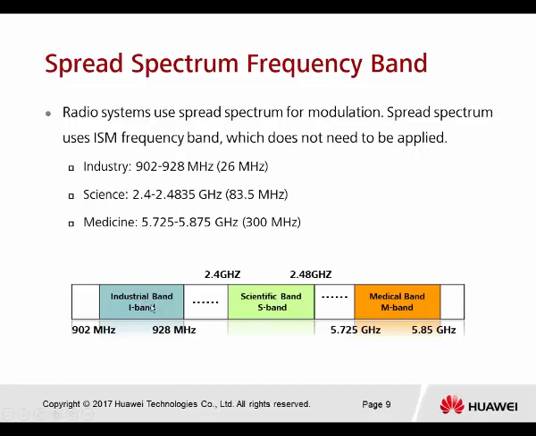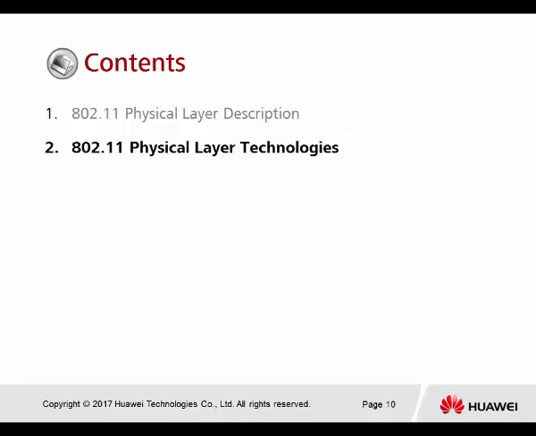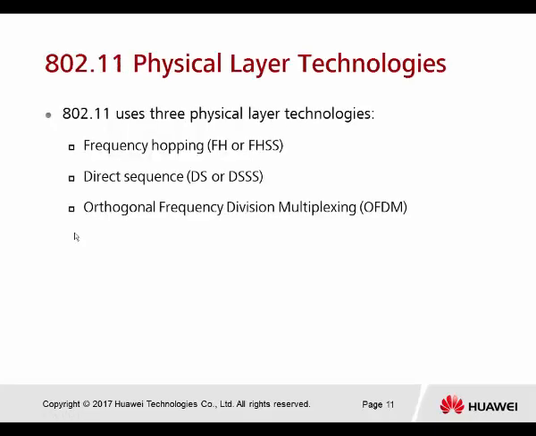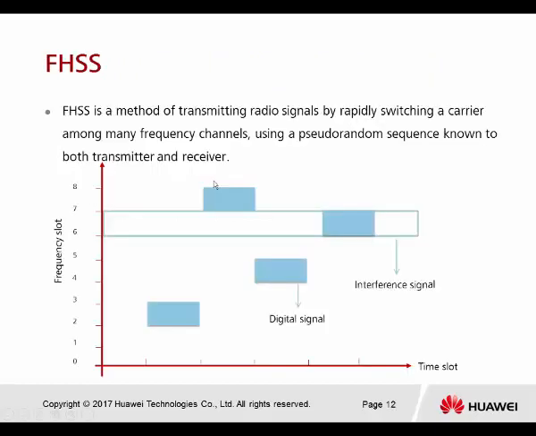So the industrial band is mainly for those of the FM, the radio broadcasting channel. Then the second, physical layer technologies. So there's 3 physical layer technologies. The first one will be the FHSS. Then following we have the DSSS, and the last one is OFDM. So let me start with the FHSS.